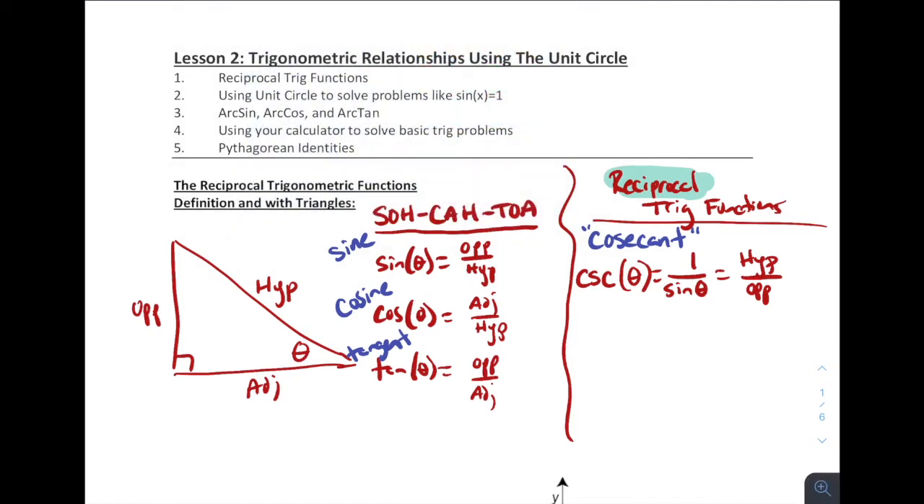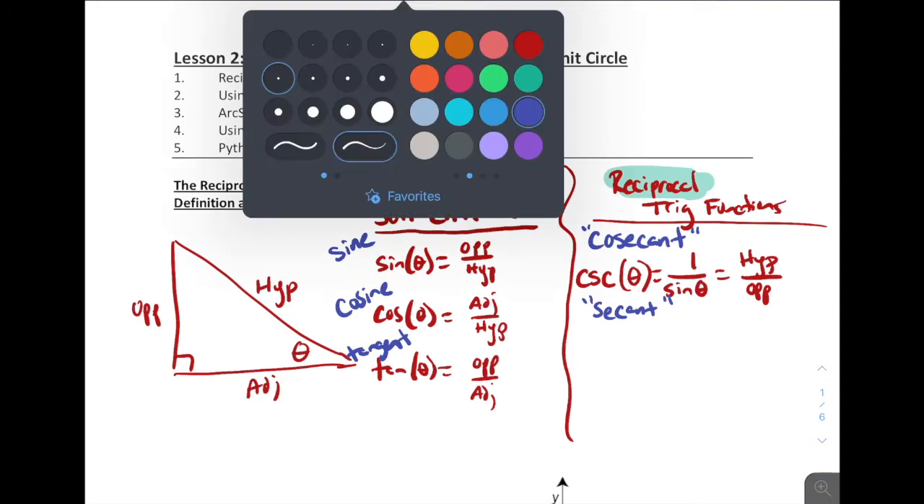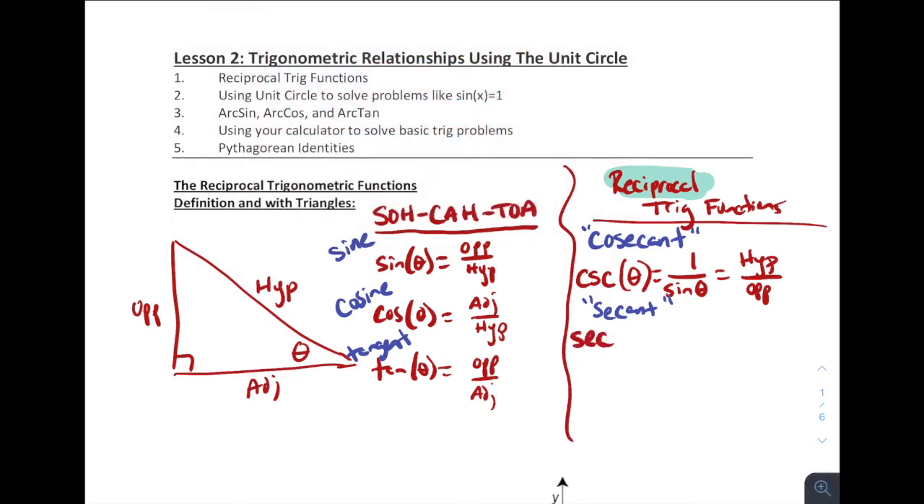Our second reciprocal trig function is what's called secant. That one has the abbreviation SEC, so secant of theta. We define secant of theta as the reciprocal of the cosine function, so it's going to be 1 over the cosine of that angle. Similarly, if we know that cosine of theta is the adjacent over the hypotenuse in a right triangle, we can just take the reciprocal of that fraction and make it the hypotenuse over the adjacent to find the secant function.